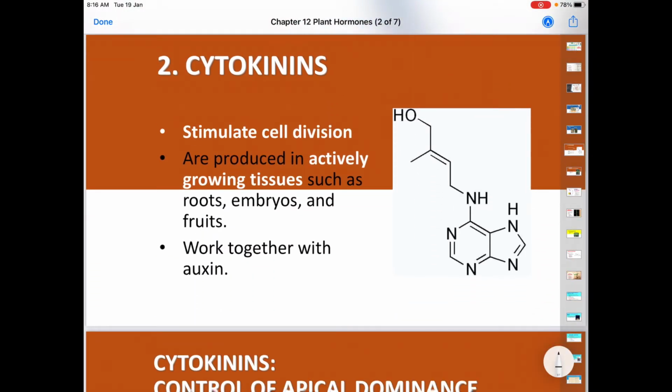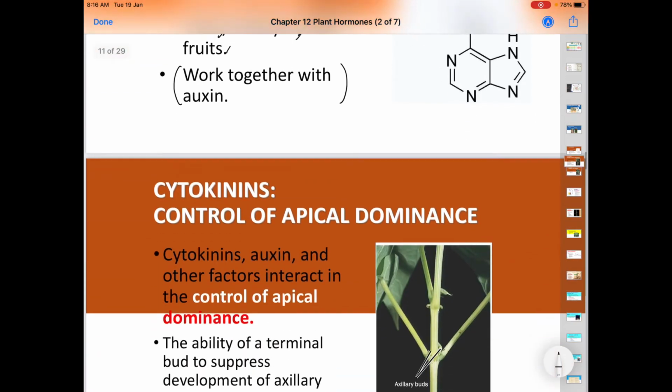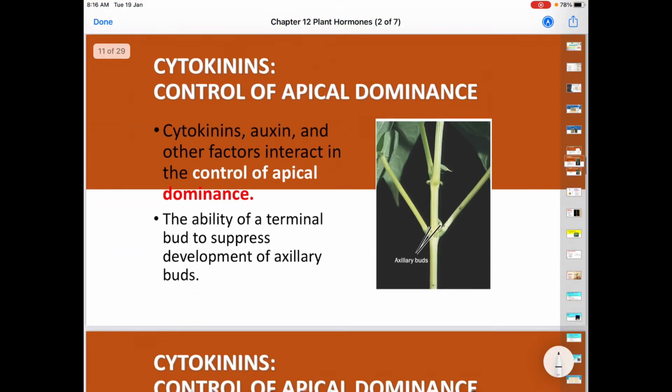Now we go to the second hormone, cytokinins. The function of cytokinins is to stimulate cell division, and they are produced actively in growing tissues such as the roots, the embryos and the fruits. These cytokinins work together with the auxin. So this is the chemical structure of the cytokinins. Now we go into the control of apical dominance by cytokinins.